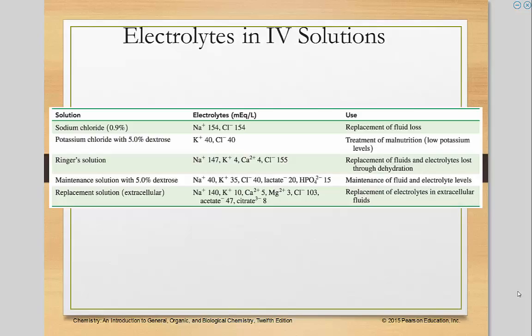Here are some different IV bags. For the sodium chloride bag, just simply to replace fluids, we have 154 of each. If you have an issue with dehydration, we have 155, and it adds calcium in there too. So dependent on what the patient needs, you might have a different IV bag which has a different equivalency amount.